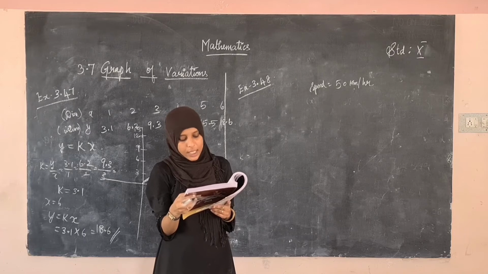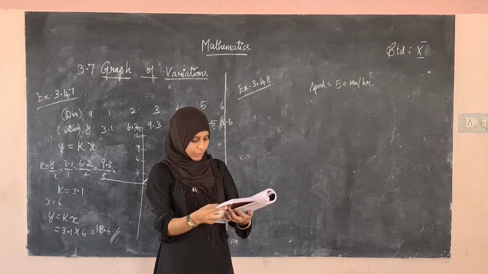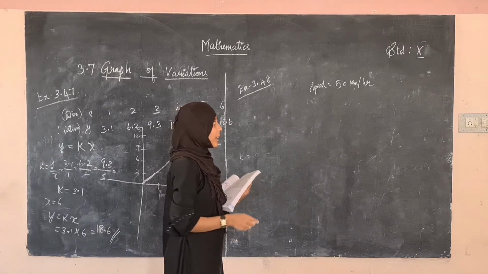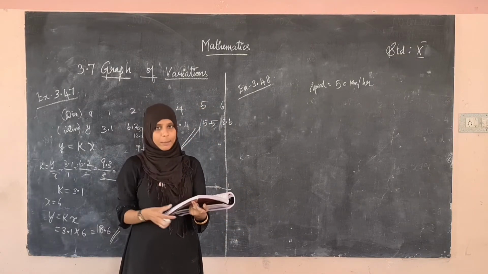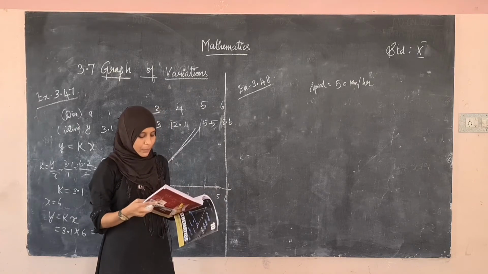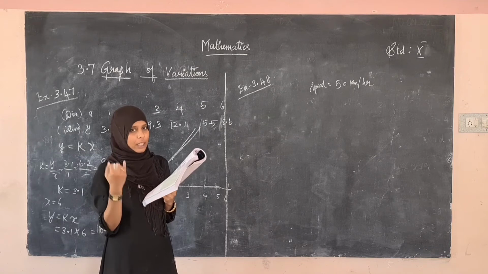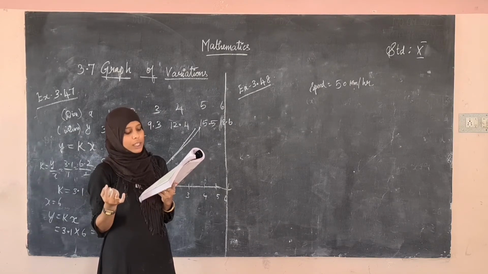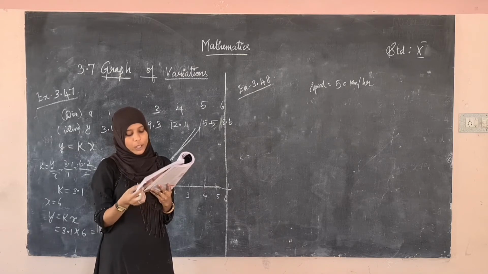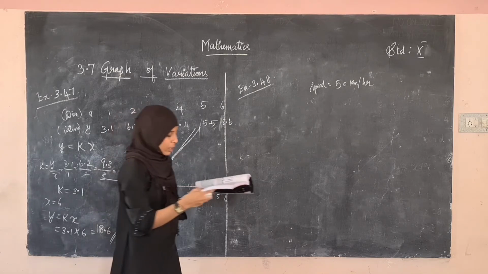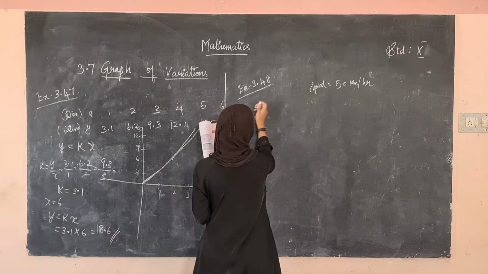Draw the distance-time graph and hence find. They have asked us to draw the distance-time graph, and we have to form the table. They didn't give the table in the question. We have to find three things: the constant of variation, that is the value of k, how far it will travel in 1.5 hours, and the time required to cover a distance of 300 kilometers. So before that, now we can form the table.